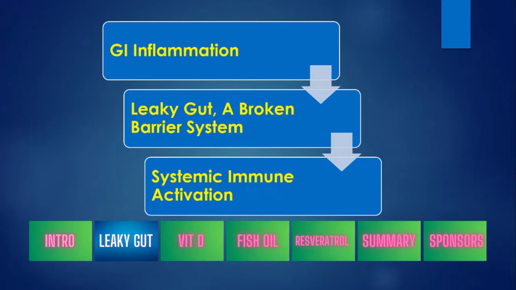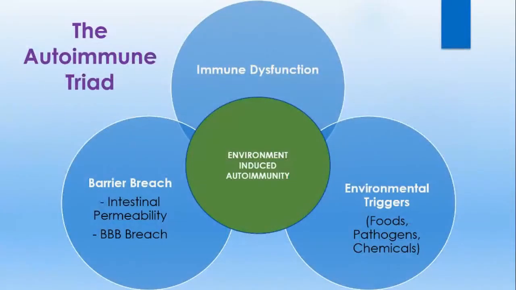So let's see. I kind of took us on a tangent there, but this GI tract inflammation leads to leaky gut and this broken barrier system, which drives the systemic immune activation. The good news with this is that there are some easy and specific things that you may want to consider to improve GI health. So we're going to talk about some supplementation in a second.